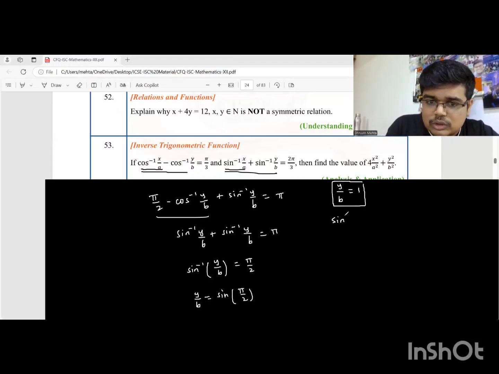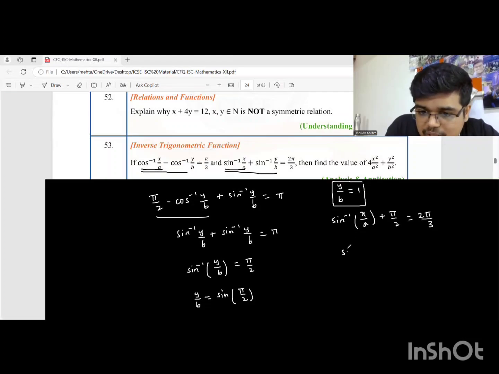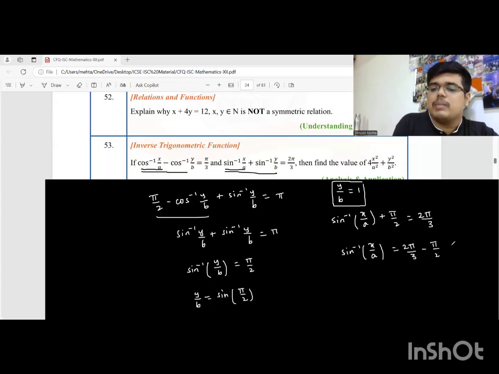So we have sin inverse of x by a plus sin inverse 1 is pi by 2. And that is equal to 2 pi by 3. So now, students, we have sin inverse x by a. You transfer pi by 2 on the other side. We have 2 pi by 3 minus pi by 2. Take LCM. It's basically 120 minus 90, which is 30. So you'll get pi by 6 after taking LCM.